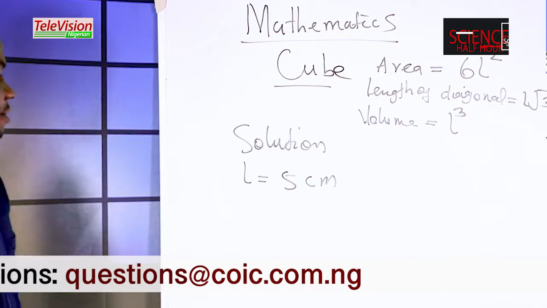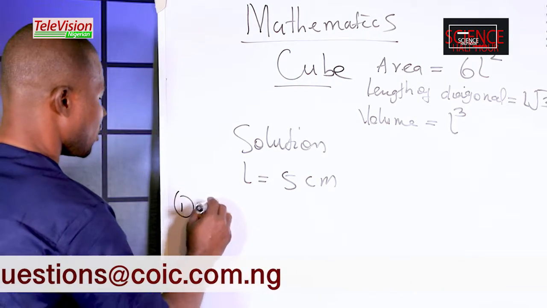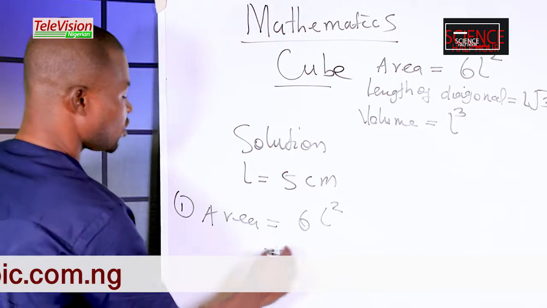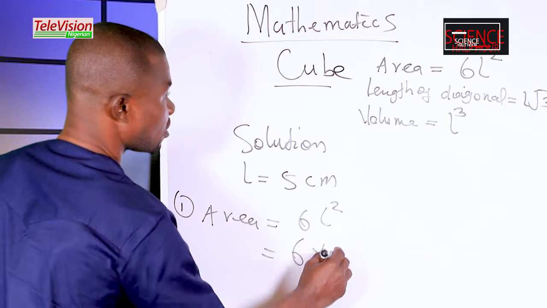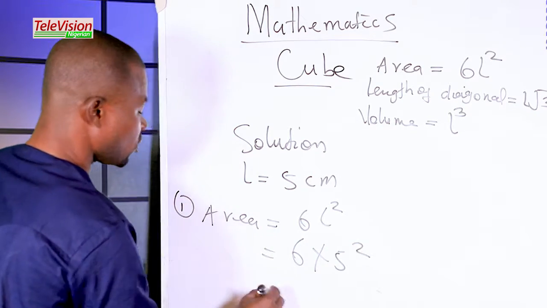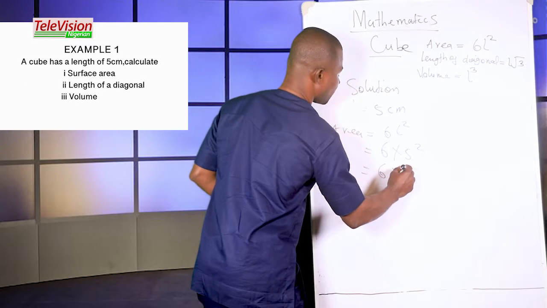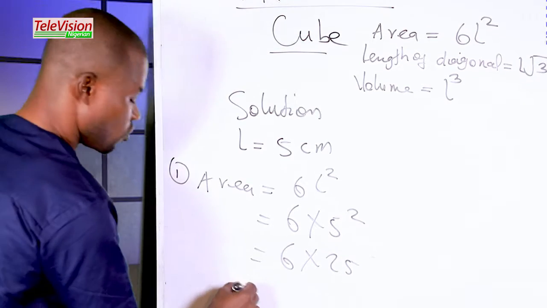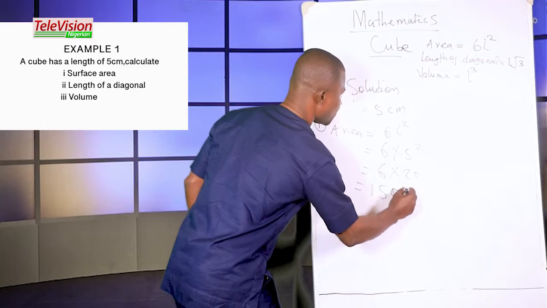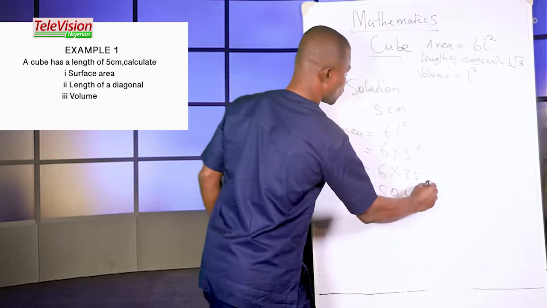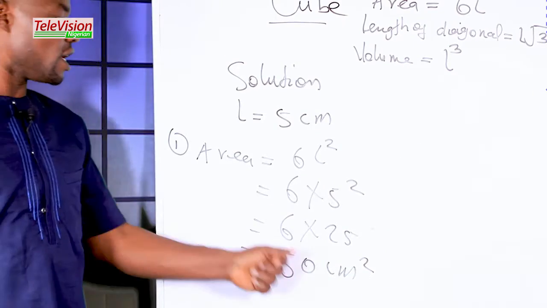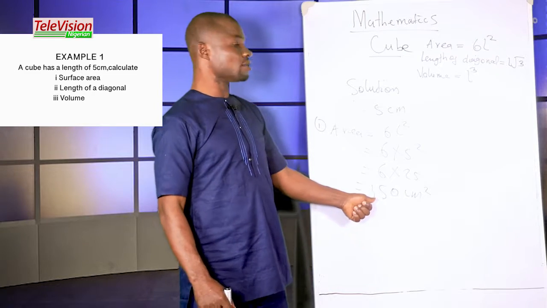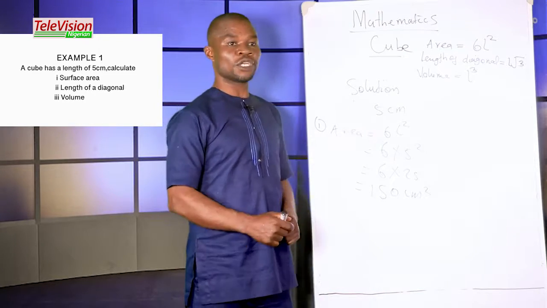We solve for the area. Area is equal to 6L raised to the power 2, which is equal to 6 times 5 raised to the power 2, which is equal to 6 times 25. 5 raised to the power 2 is 25, which is equal to 150 cm squared. The unit of area is centimeter squared. So this is the answer to the question.